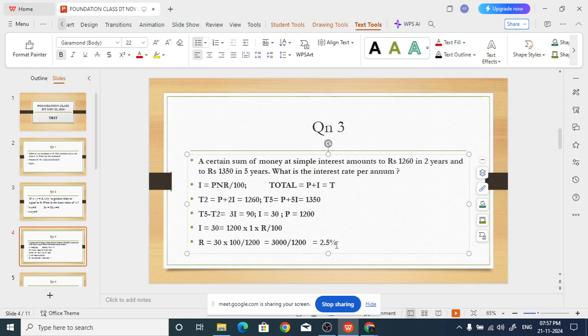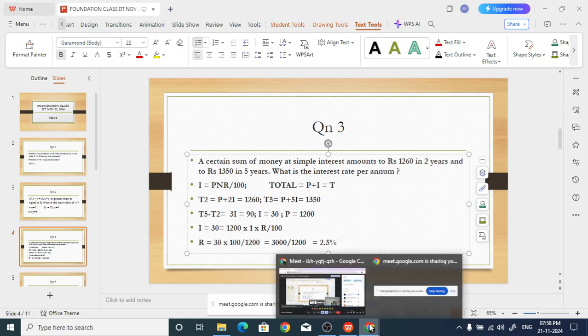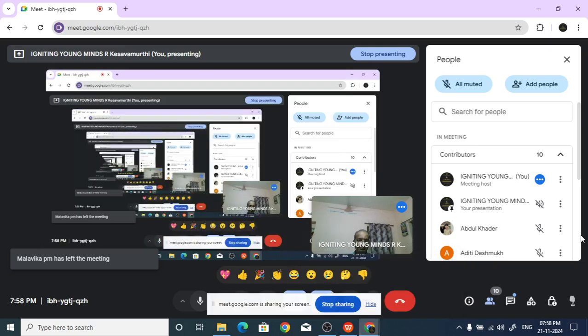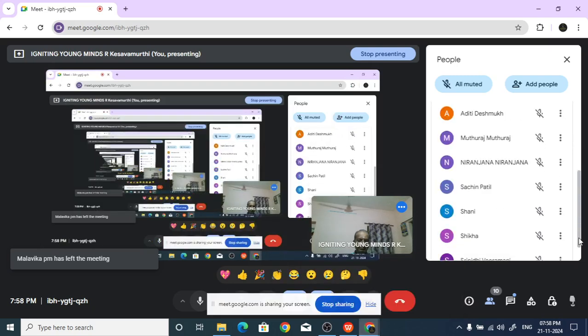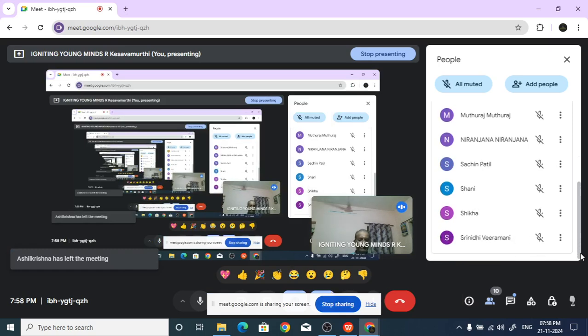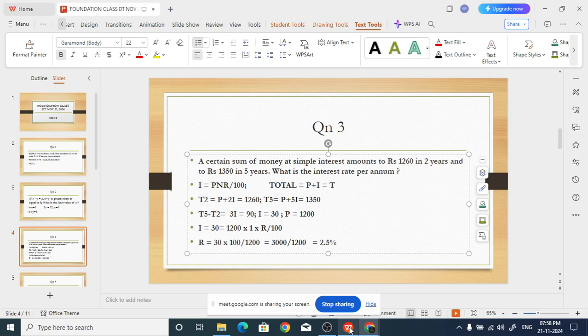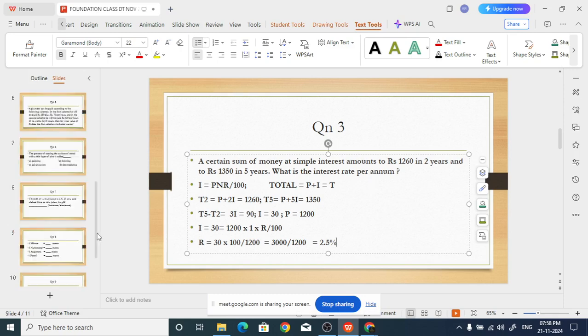So have you understood? Sabari, have you understood this? Sabari is not there, I think. Who else is there? Anybody? Srinidhi, are you able to understand this question? Okay. Question 3 looks like it's very difficult for you.